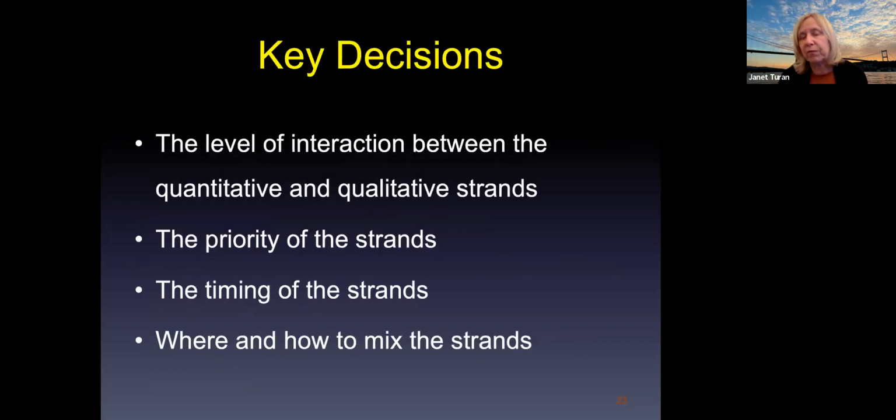So you have to make a few key decisions. One, what is the level of interaction going to be between the quantitative and the qualitative strands of the research? What priority are you going to give to the different strands? The timing is key in the design. And again, where and how are you going to mix or integrate the strands?